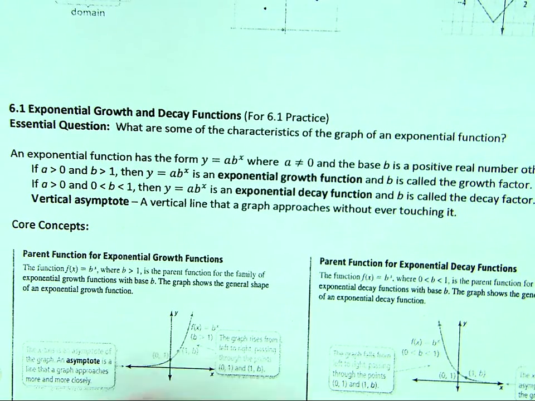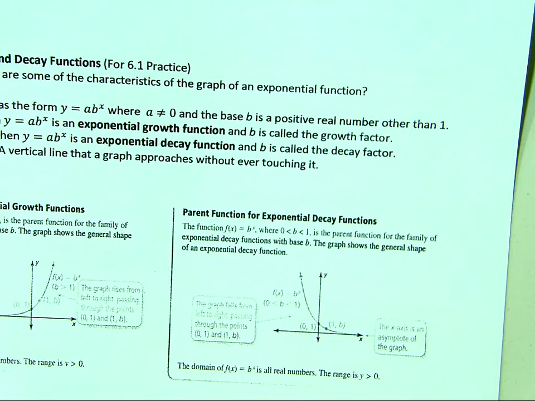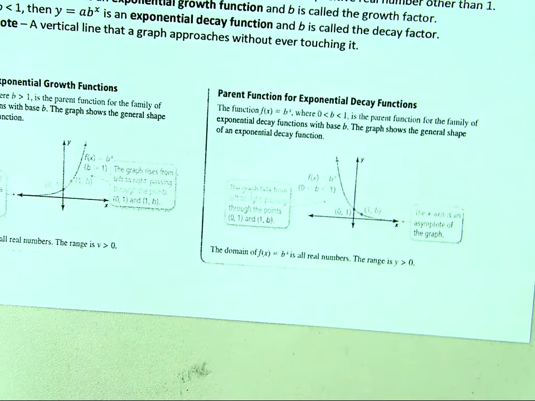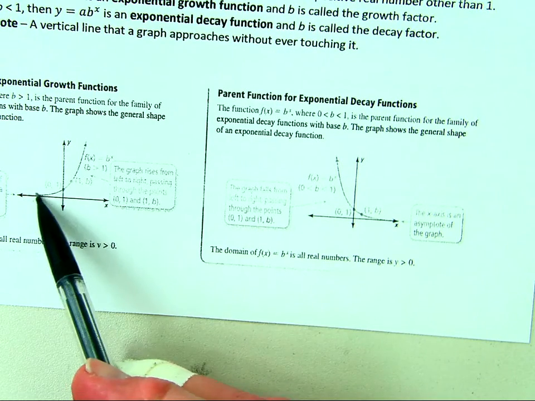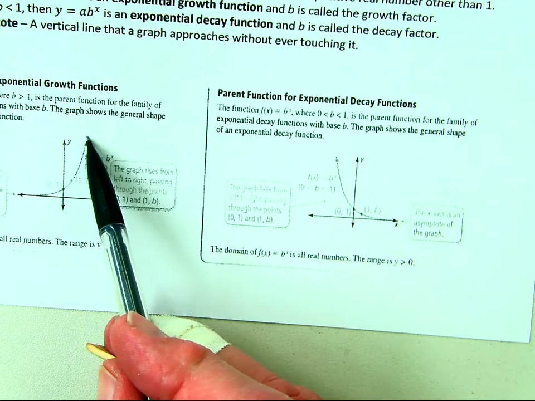All right, these are the notes for 6.1. 6.1 is talking about growth and decay functions. Now, growth and decay functions have a distinctive look to them. You can't see these very well, but here, this is what an exponential growth function looks like. So it sweeps up like that.